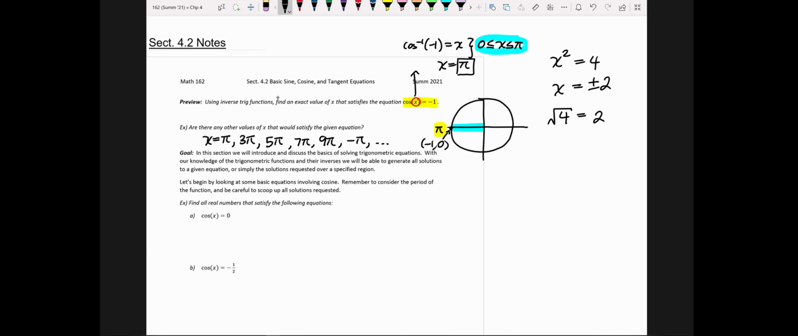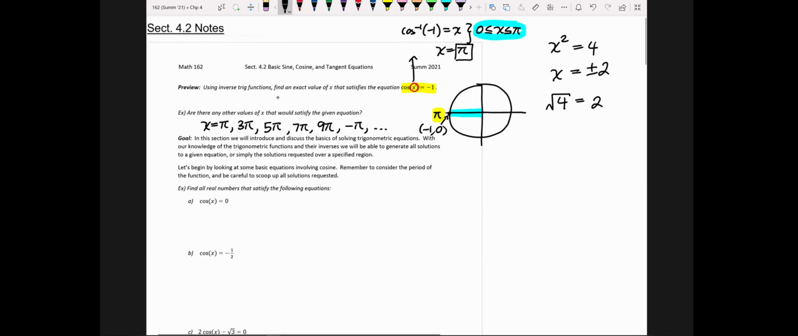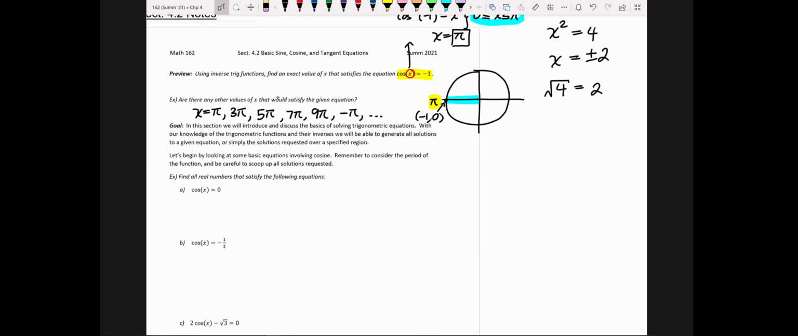So we're going to go through one example together, and then we will list out the steps. It says, find all real numbers. I'm going to highlight the instructions that satisfy the equation.